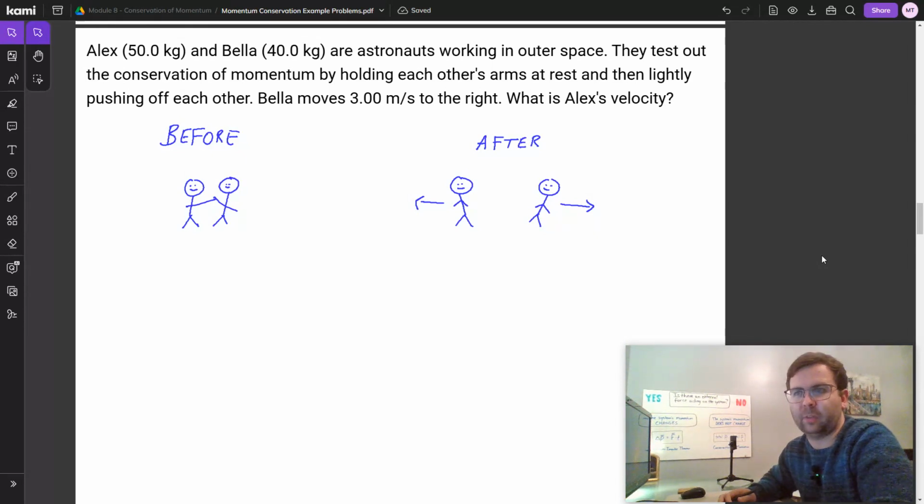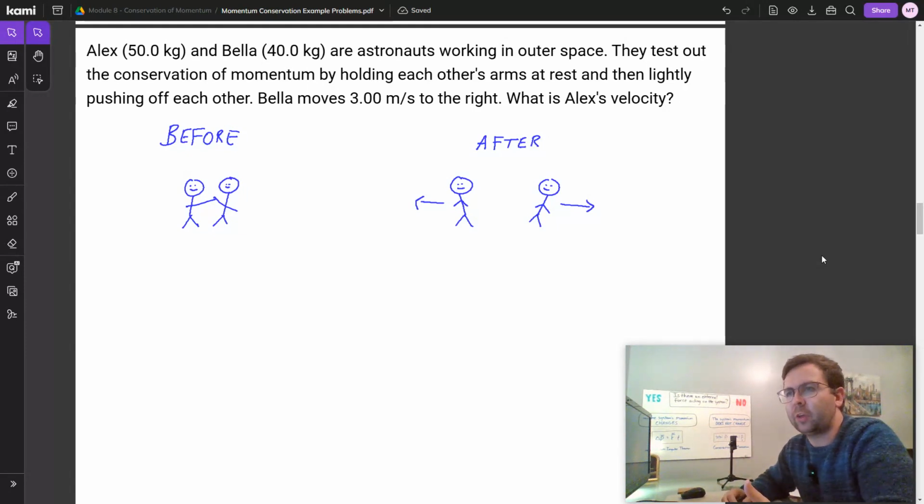What is Alex's velocity? So I've drawn a picture, and for these kinds of problems with momentum conservation, you always need to draw a before and after picture so you can define which direction is positive, which direction is negative. Also, it just helps to have a visual of what's going on so you can know how many objects you're starting with and how many that you're ending with.